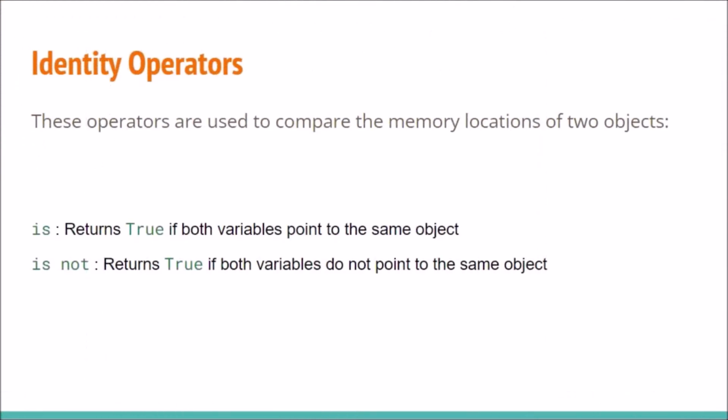Identity operators are used to compare the memory locations of two objects. There are two identity operators in Python. Is returns true if both variables point to the same object. Is not returns true if both variables do not point to the same object. Let's see a Python program demonstrating identity operators.